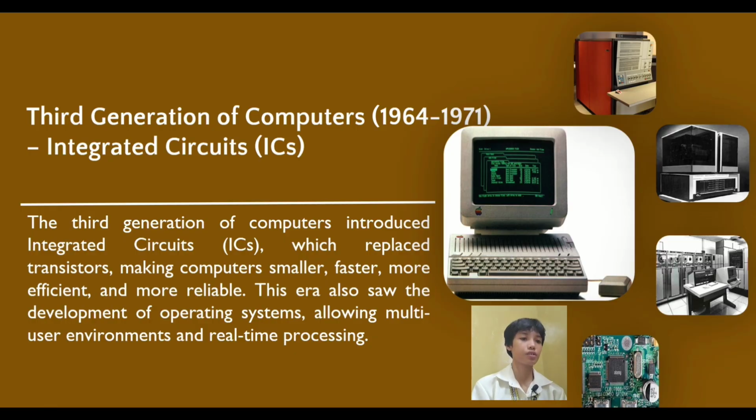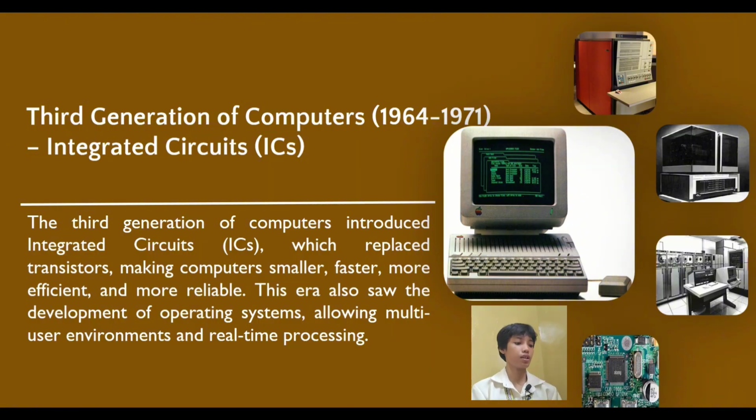So let's proceed to the third generation of computers, this one 1964 to 1971. And this time it is already called integrated circuits or ICs. The third generation of computers introduced integrated circuits, which replaced transistors, making computers smaller, faster, more efficient, and more reliable. So this era also saw the development of operating system, allowing multi-user environments and real-time processing.